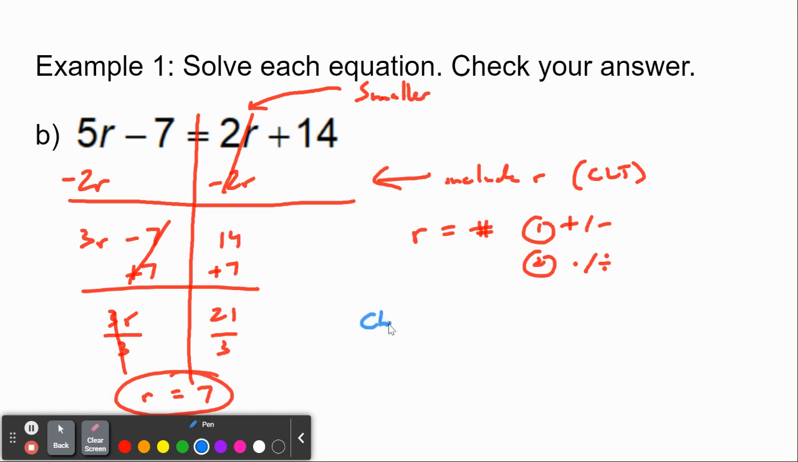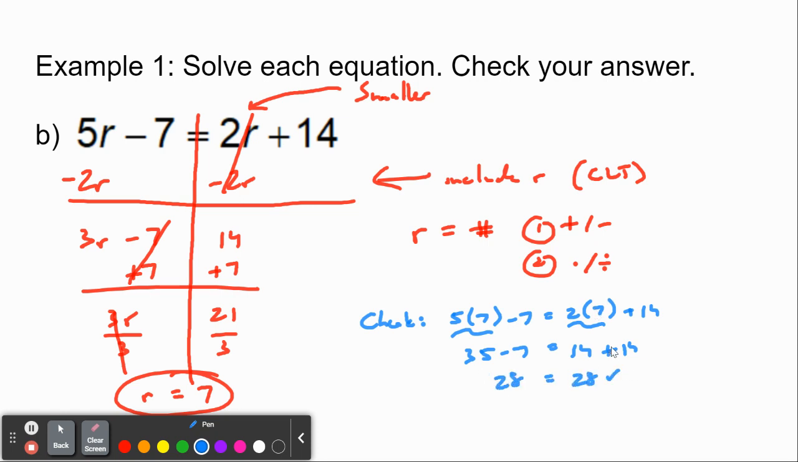Let's check real fast. Again, this will be the last time we check. Plug it in on both sides. So 5 times 7 minus 7 equals 2 times 7 plus 14. 5 times 7 is 35. Bring down the minus 7. 2 times 7 is 14. Bring down the plus 14. 35 minus 7 is 28. 14 plus 14 is 28. Boom. You know we're right.